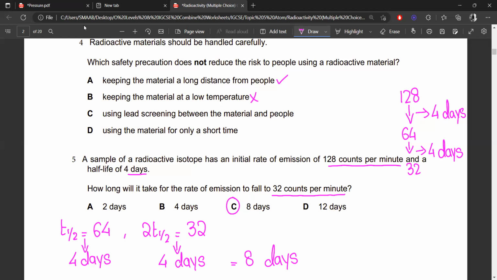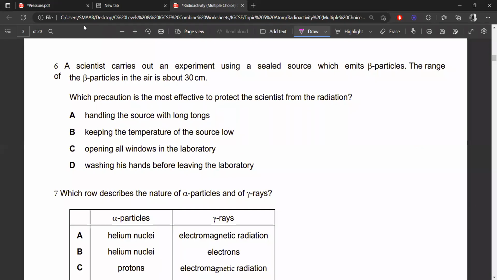Okay, moving towards the next question. Question number 6. So again, they are asking about the precaution. A scientist carries out an experiment using a sealed source which emits beta particles. The range of the beta particle in the air is about 30 centimeters. Which precaution is the most effective to protect the scientist from the radiation?